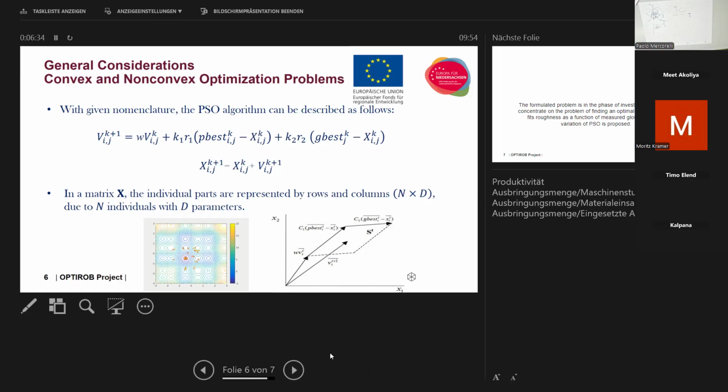But interesting, we have an index k. On the left, x of k plus 1 equals x of k plus v of k plus 1, which is defined here. Here is the updated position of the particle, because basically it's the summation of 2 matrices.